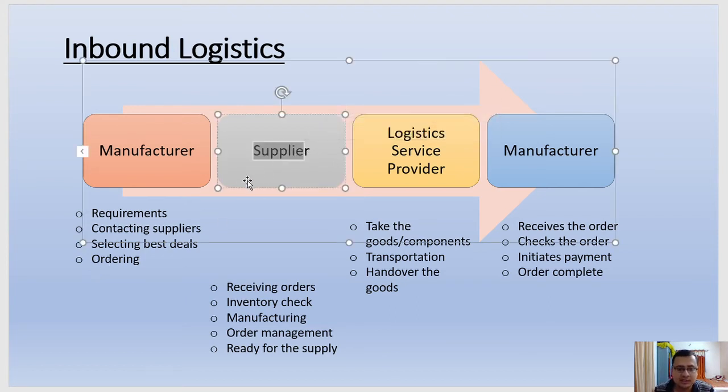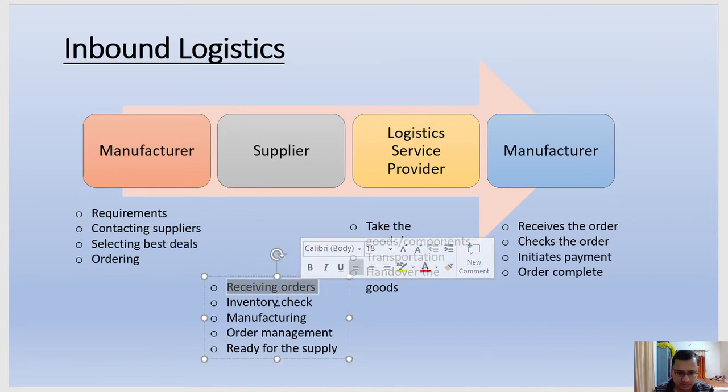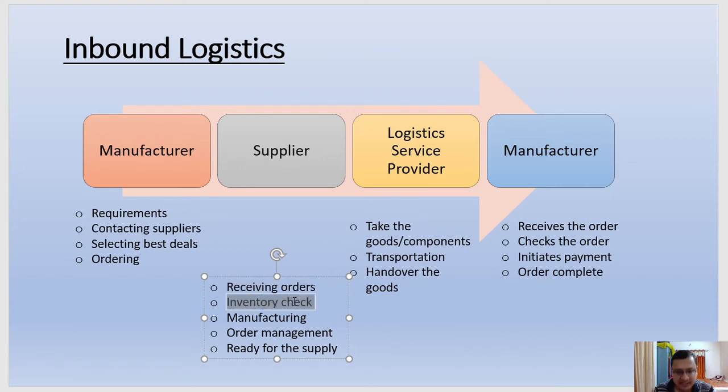Now at the second place, the supplier comes into the picture. He will receive my order and check his inventory, to see whether the things I've ordered are already there. If he has them in his inventory, he will provide them to me directly. If not, then he will manufacture those components. So manufacturing is also done by the supplier. If there are fewer products, he will manufacture or outsource those.